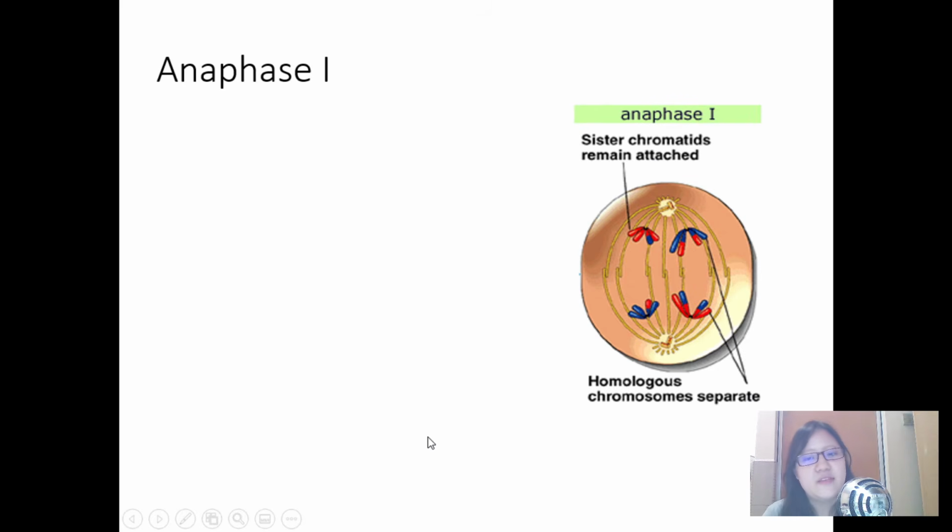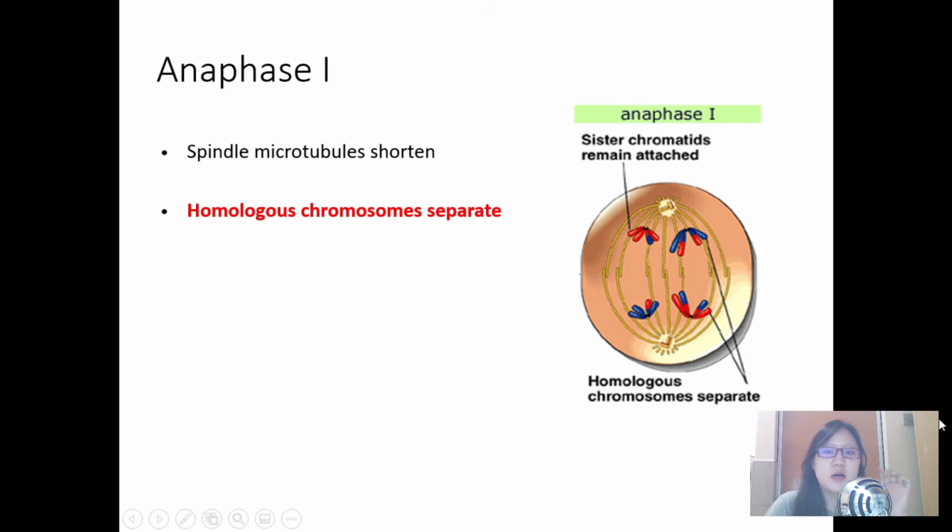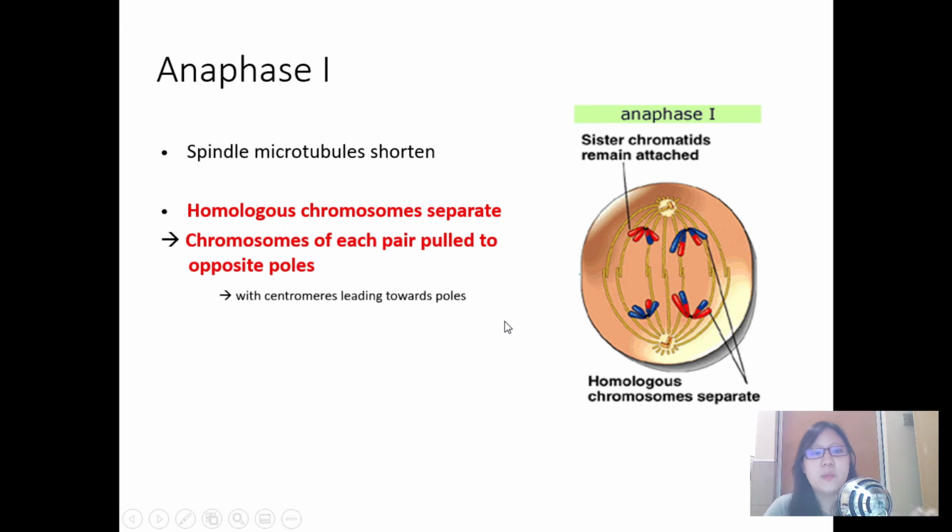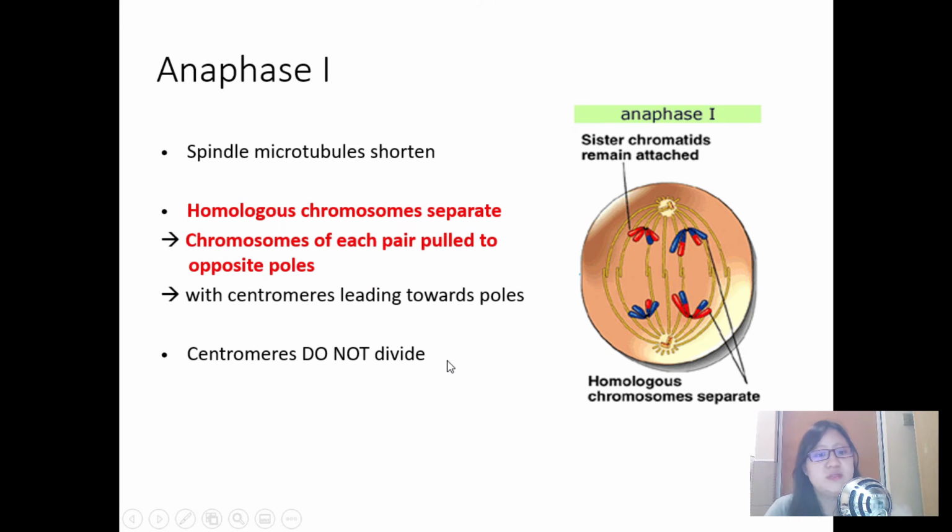What happens in Anaphase I? You guessed it. Since they're lining up 2 by 2, you do not expect the sister chromatids to separate. You don't expect the centromeres to divide. You expect each chromosome to be pulled to opposite poles. The homologous chromosomes are the ones that are separated and pulled to opposite poles. Again, the word poles here is very important. You cannot use ends, you cannot use side poles.